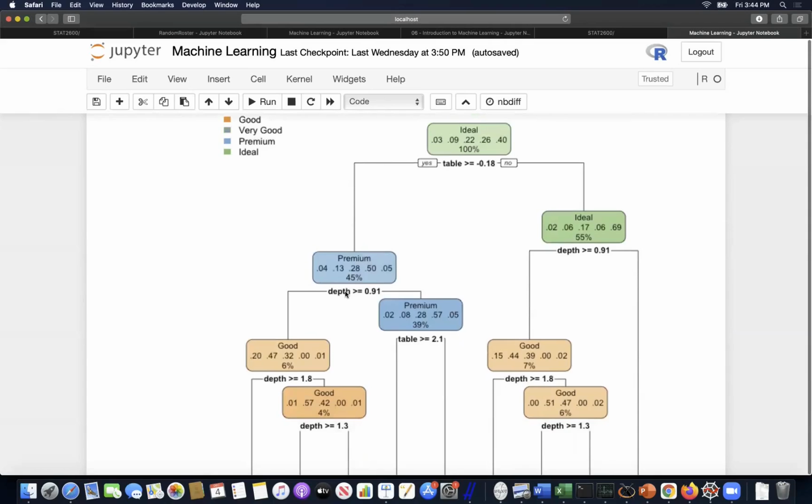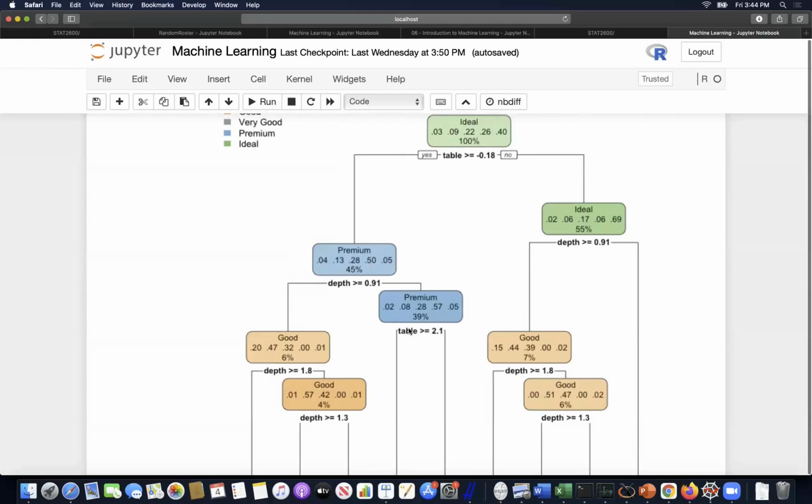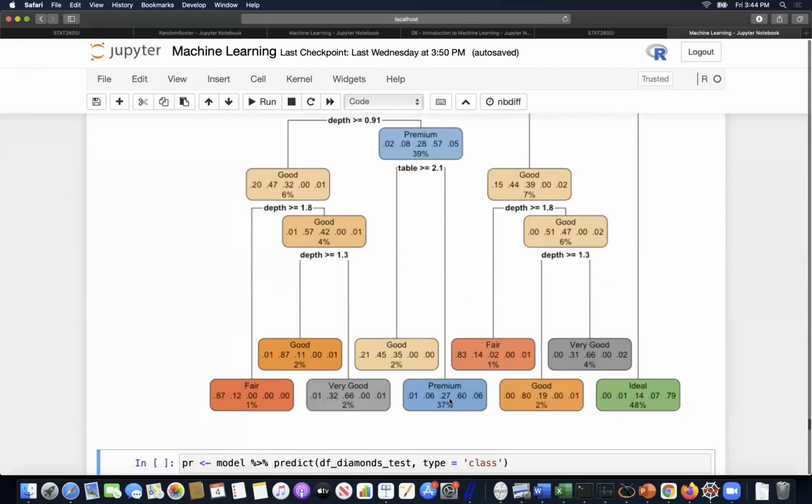Then you look at the depth variable. And if you look at the depth, you either go left or you go right. This is yes, this is no. Then you look at table again. So you're allowed to look at the same feature twice. And then in the end, you're going to be able to classify your data.